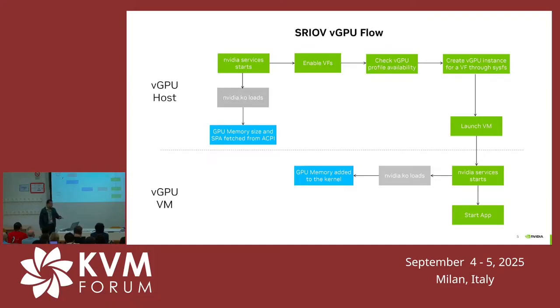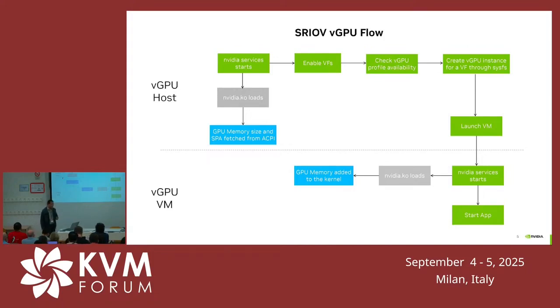The thing that is done specially for the Grace Blackwell is what I put in blue, right? So when the NVIDIA.ko loads, the GPU memory size and SPA are fetched from the ACPI tables, right? And it saves it. Then the next thing you do is you enable the VFs, right? Then you check for the vGPU profile availability. So essentially, it checks whether there are enough resources on the GPU to be able to create a vGPU, right? And if there's a go ahead there, then the vGPU instance is created and associated to a VF. Then you go ahead and launch the VM, right?